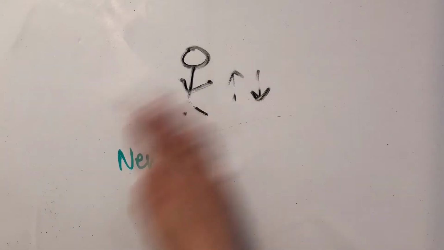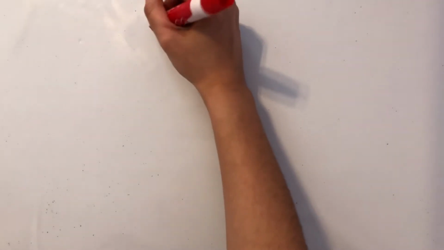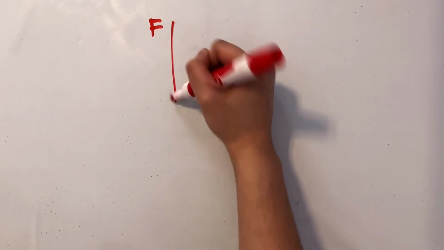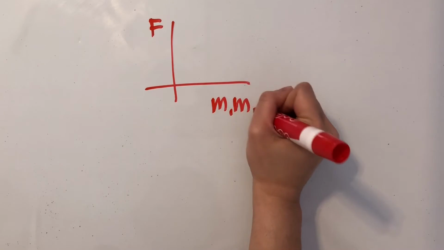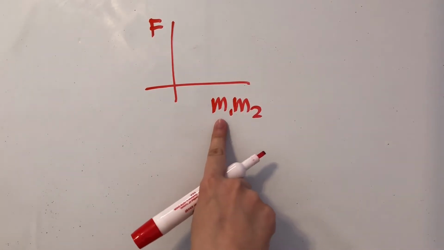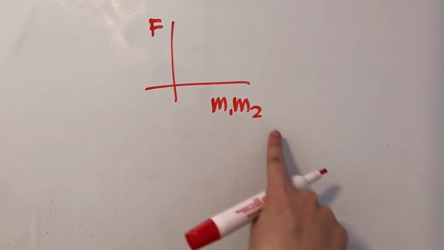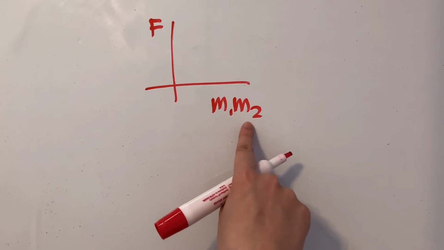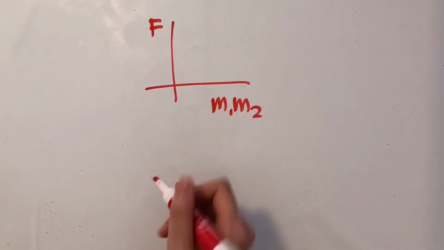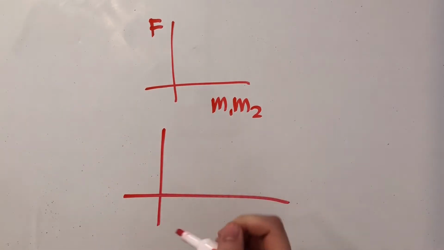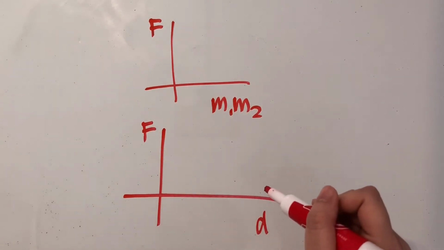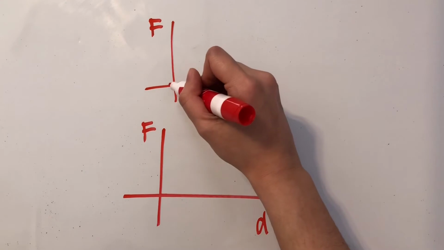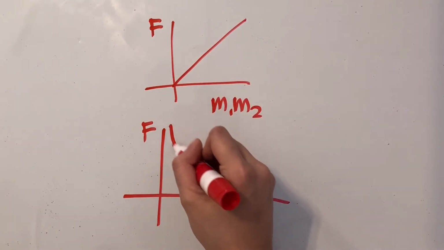And so Newton decided to analyze gravity and the forces that objects exert on each other in relation to the products of their masses. So m1, which is the mass of the first item, and m2, which is the mass of the second item, versus the force. And he also looked at force versus the distance between the two items. And so the graphs that he observed look kind of like this.